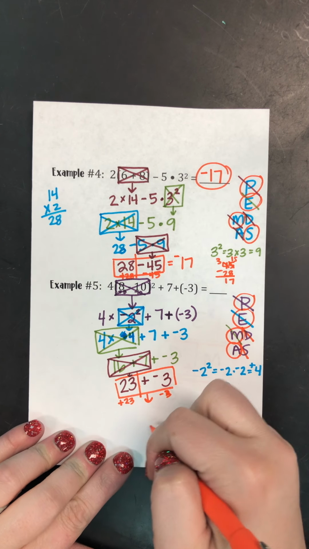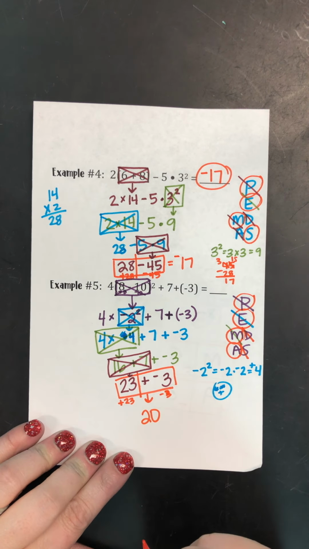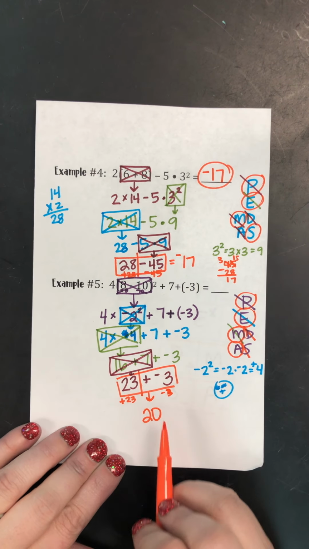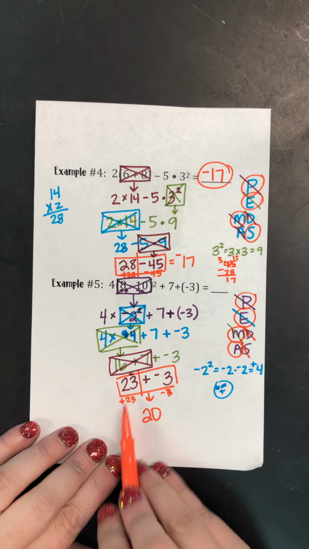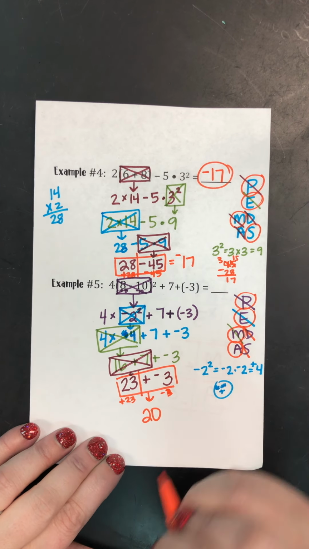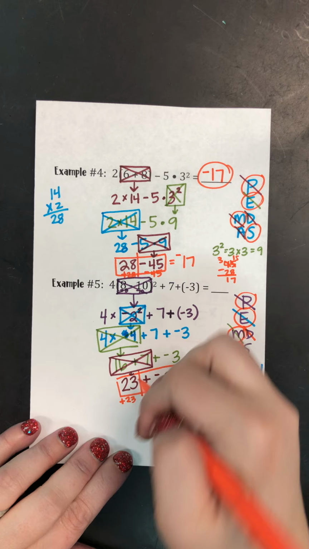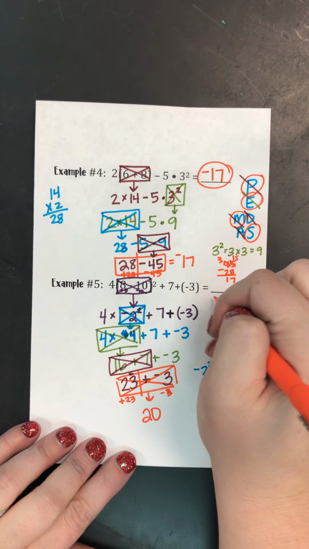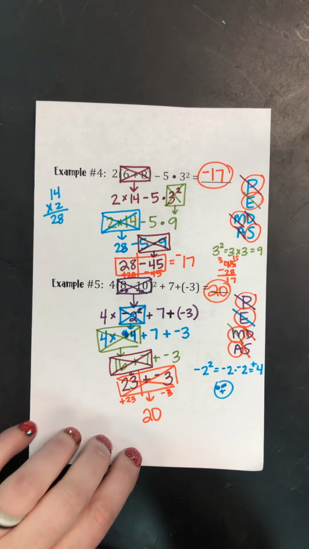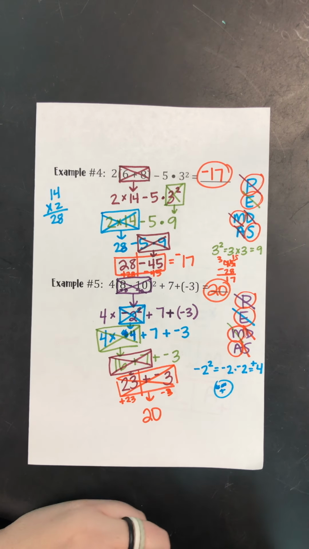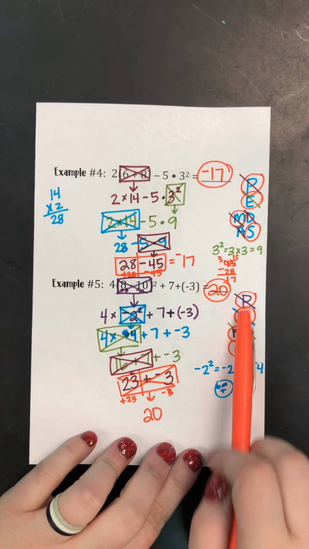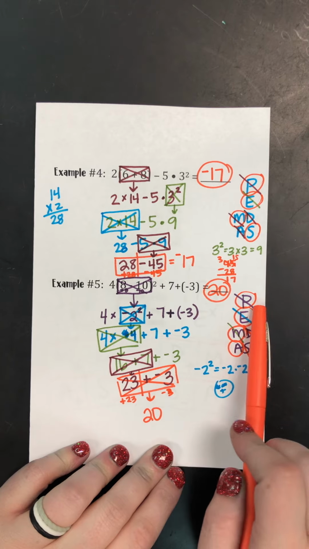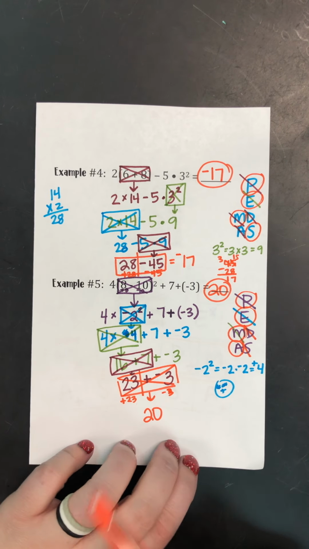23 minus 3 is 20. And we keep the sign of the number with the biggest absolute value. So 23 has more power, so it's going to be a positive 20. Okay, and then there's nothing else to solve in that box. So I cross it out, and my final answer will be 20. Okay, so PEMDAS is really all about taking your time and doing it one step at a time, all the way down until we're finished with our PEMDAS.